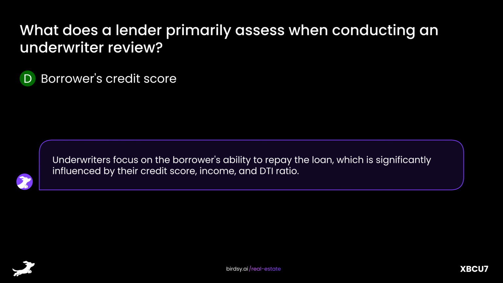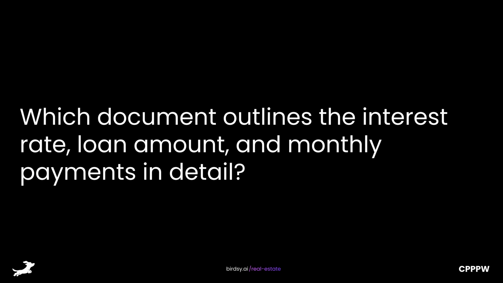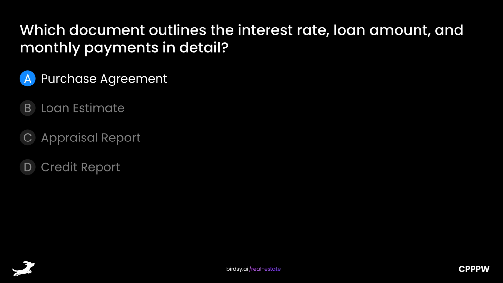Underwriters focus on the borrower's ability to repay the loan, which is significantly influenced by their credit score, income, and DTI ratio. Which document outlines the interest rate, loan amount, and monthly payments in detail? Is it A, purchase agreement, B, loan estimate, C, appraisal report, or D, credit report?